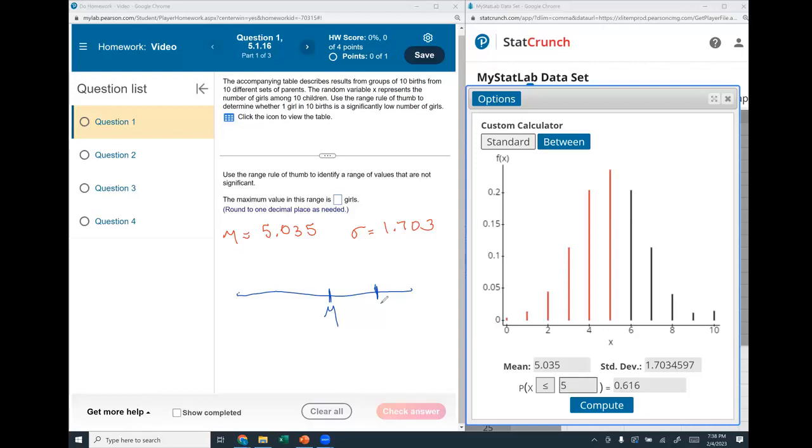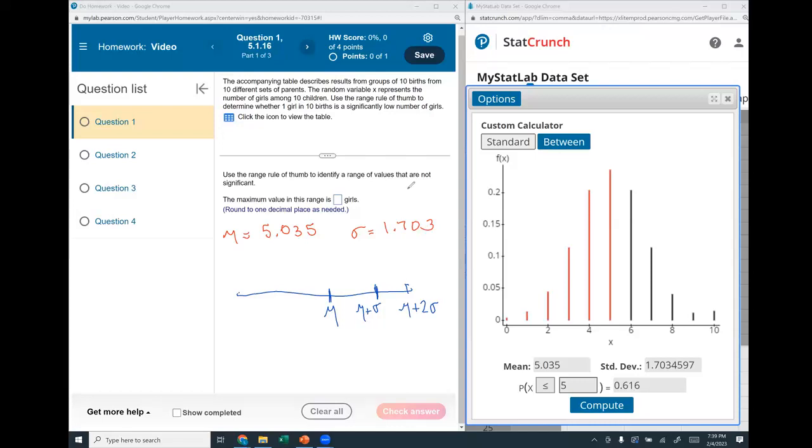So this is one standard deviation away from mu. So this would be mu plus one standard deviation. And let's say this is mu plus 2 standard deviations. So the maximum value, so use the range rule of thumb to identify a range of values that are not significant. So we want to find the largest value before I go into my significantly high values, right?